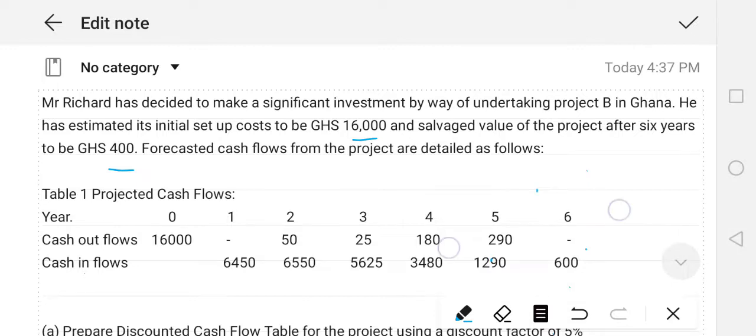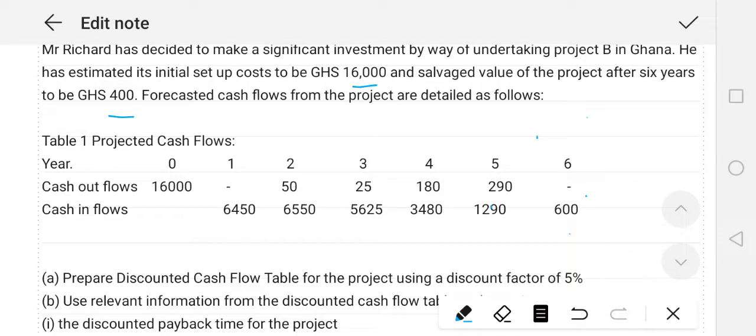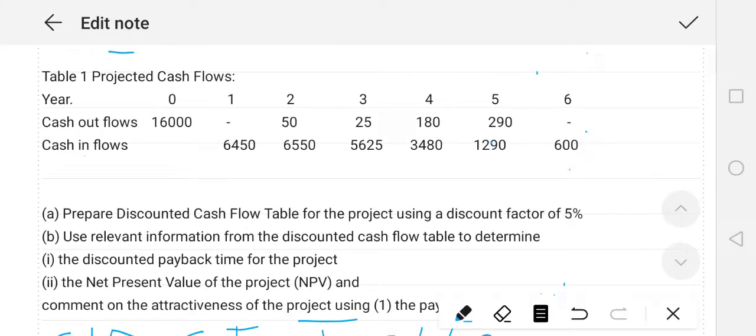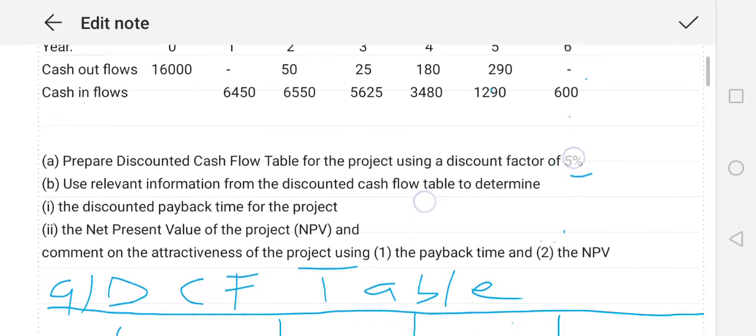So these are the cash flows. We have inflows and outflows. We are required to prepare a discounted cash flow table for the project using a discount factor of 5%. Part B says we should find out the discounted payback period. Then part ii says the net present value of the project, and we are to use the relevant information from the discounted cash flow table we determined above in A. All right, so let's go straight to the solution.